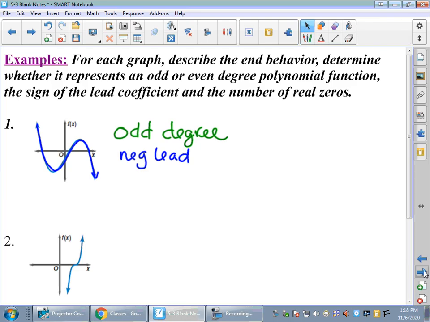And then the real zeros, how many times it crosses the x-axis? There are 3 real zeros. Now, that doesn't mean that it's degree 3. That just means it has 3 real. It could have 2 imaginaries.